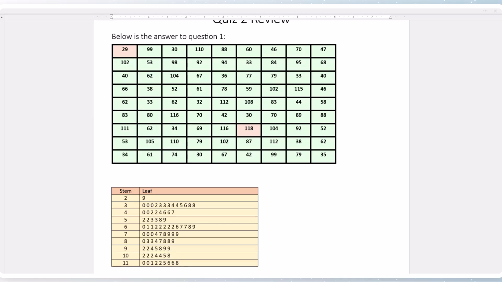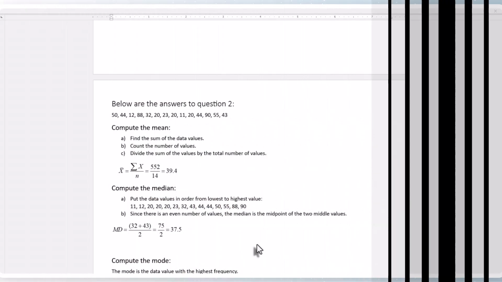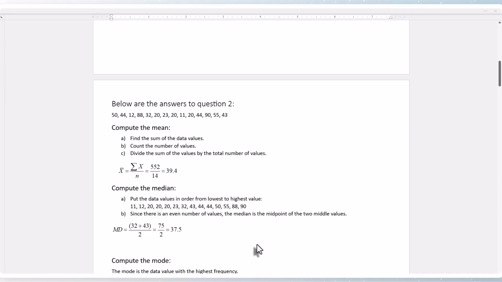And we just look for patterns afterwards. In this case, we can see that there's two modes, the 30s and the 60s. For problem 2, we're given a set of numbers and we have to compute the measures of central tendency.